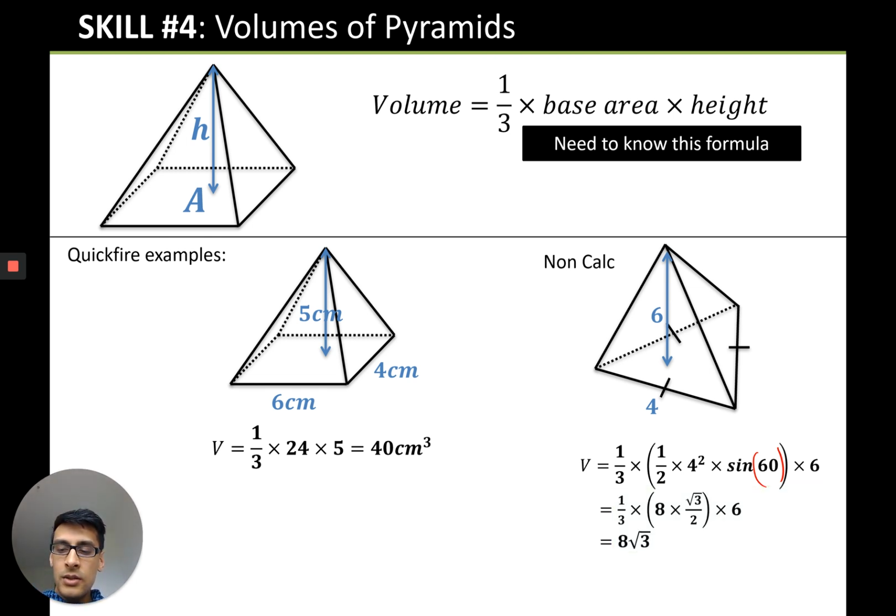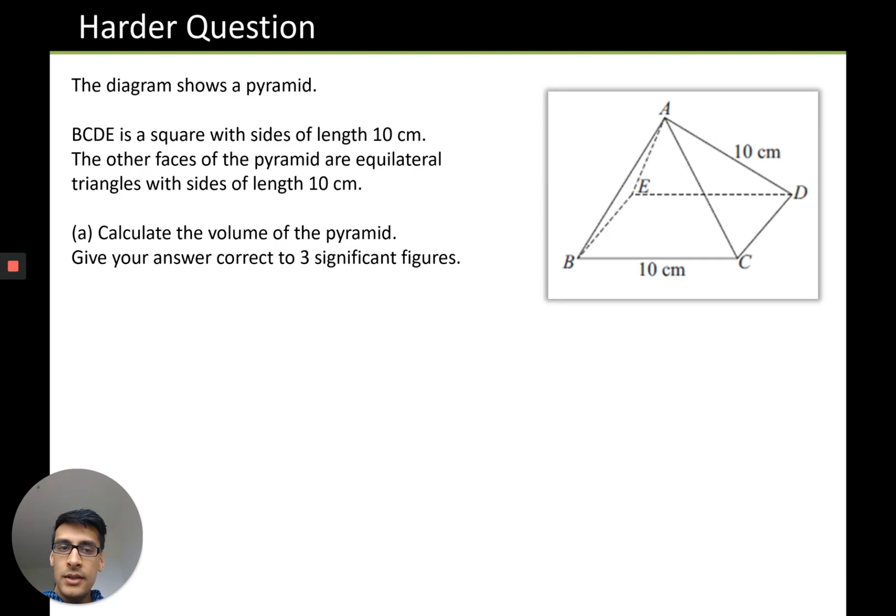The next question is slightly harder. Have a go with this. I will go through the answer for this in the next video.